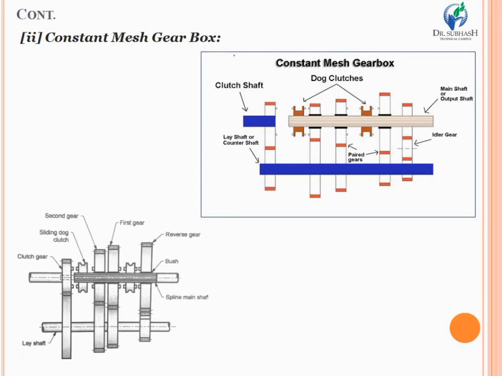Generally, in this type of gearbox all the gears are in constant mesh, as we have already discussed, and for this reason they are safe from being damaged, and the irritating grinding sound generally does not happen because of constant meshing. So this is the special type of gearbox, the constant mesh gearbox.